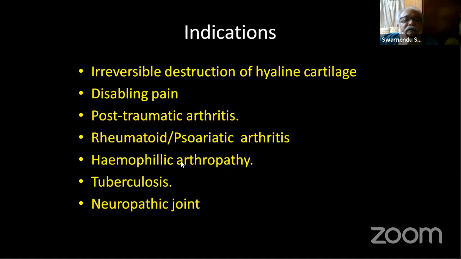There is irreversible damage of the hyaline cartilage. The pain is disabling, post-traumatic. Sometimes you can go with the rheumatoid, the psoriatic patient, hemophilic, tuberculosis, because in our country, we see a few patients of the tuberculosis ankle. Basically, the first ankle arthrodesis I did was on a tubercular female patient. And also for the Charcot one.